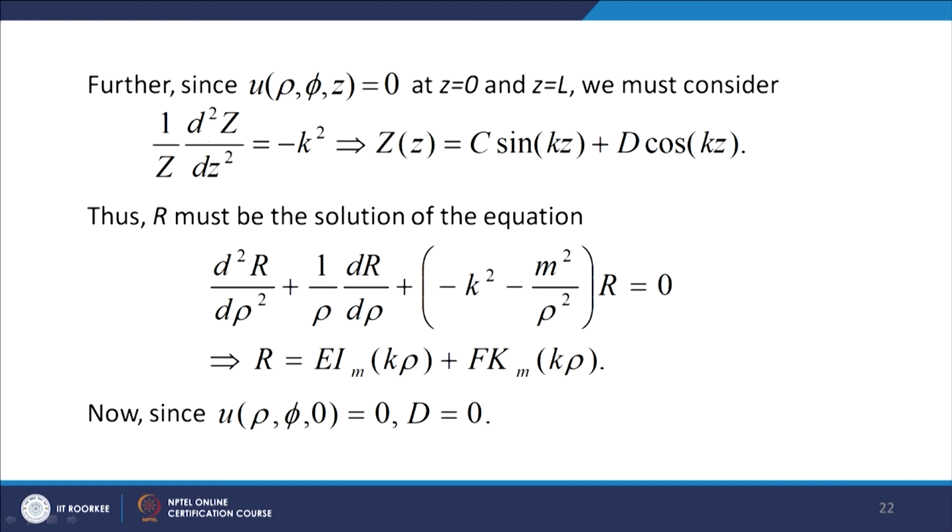Therefore 1 by Z d square Z over dz square will have to be taken as minus k square, and plus k square will not do, as that will lead us to a trivial solution. So Z equals c sin kz plus d cos kz.